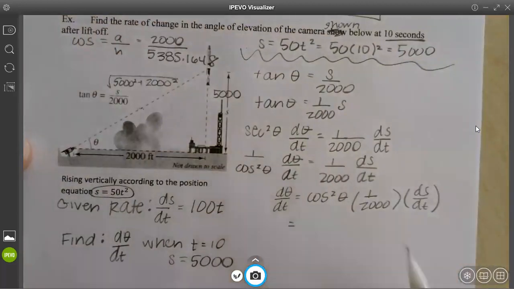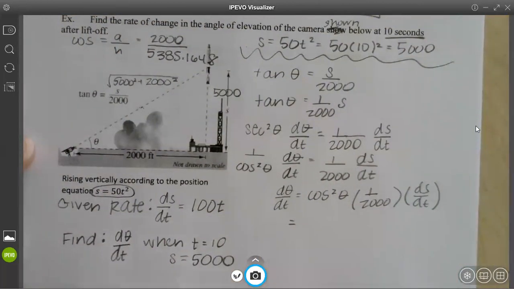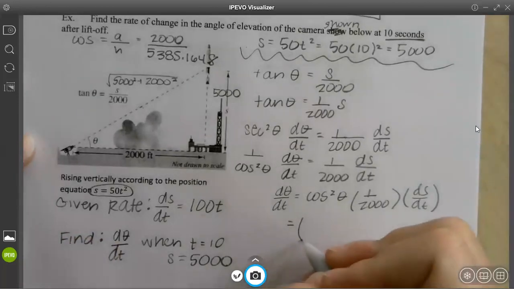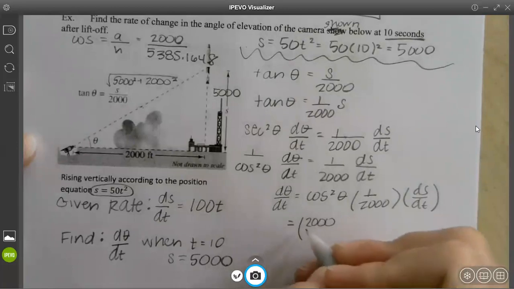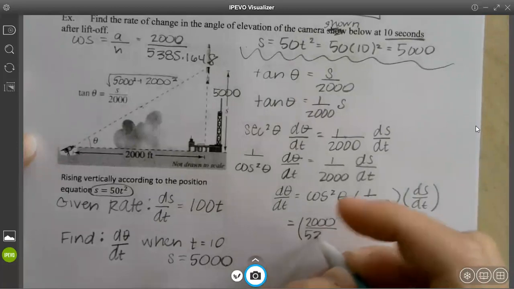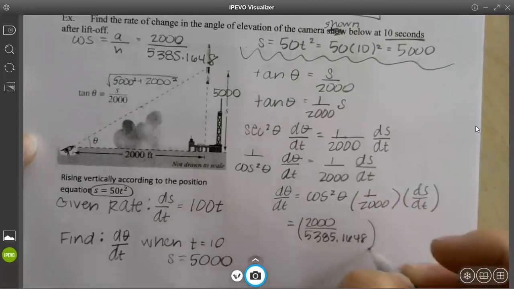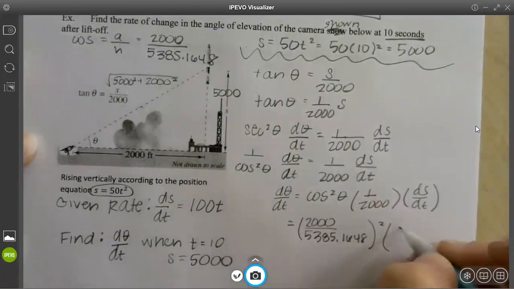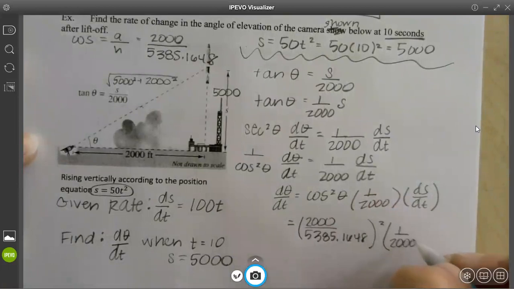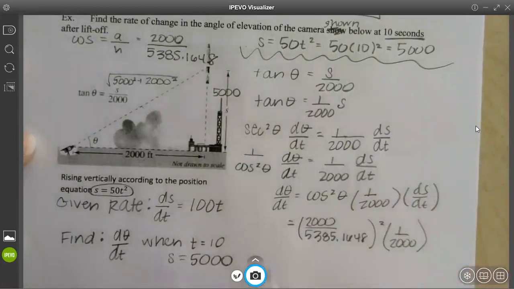So down here, it's cosine squared theta. Don't forget that, cosine squared theta. So 2,000 over 5385.1648 squared, times 1 over 2,000. And then what was ds dt?